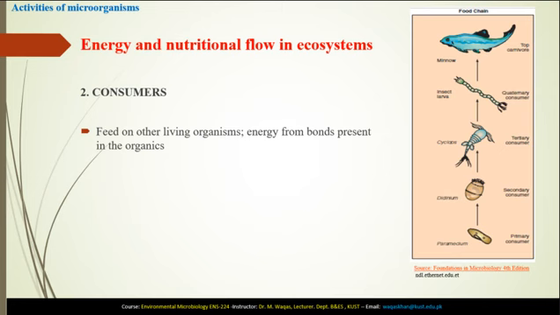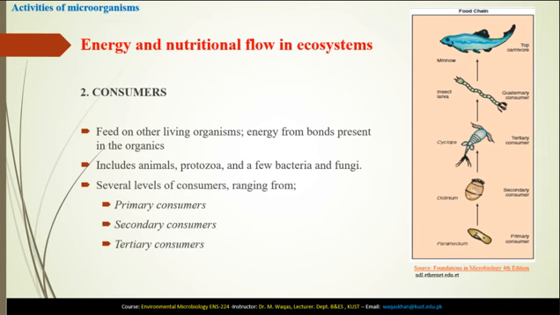The second one is the consumers. Consumers feed on other living organisms and obtain energy from bonds present in the organic substrate that they contain. The category includes animals, protozoa, and a few bacterial and fungal species. The pyramid usually has several levels of consumers, ranging from the primary consumers, which consume the producers, to secondary consumers, the carnivores, which feed on primary consumers, to the tertiary consumers, which feed on the secondary consumers, and up to the quaternary consumers, usually the last level, which feed on the tertiary consumers. As you can see in this figure, the primary consumer, the paramecium, then the secondary consumer, the tertiary, and the top carnivores.